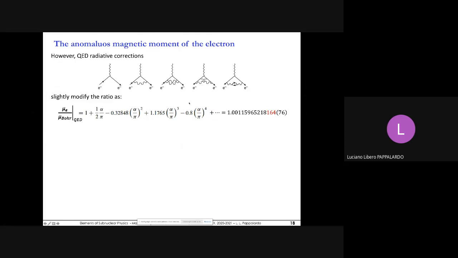So overall, when you take into account many of these higher order terms, you end up with a ratio that is not exactly 1, but it is 1.00115969. And this is, I mean, not a joke. You see, the uncertainty on this level is only on the last 2 digits. So this is an extremely accurate QED prediction.